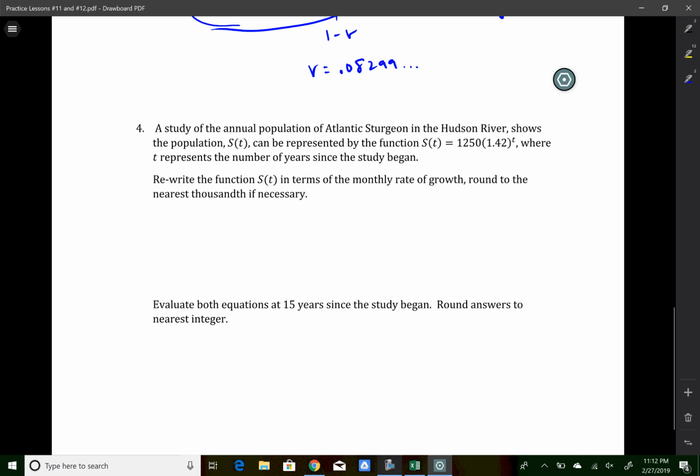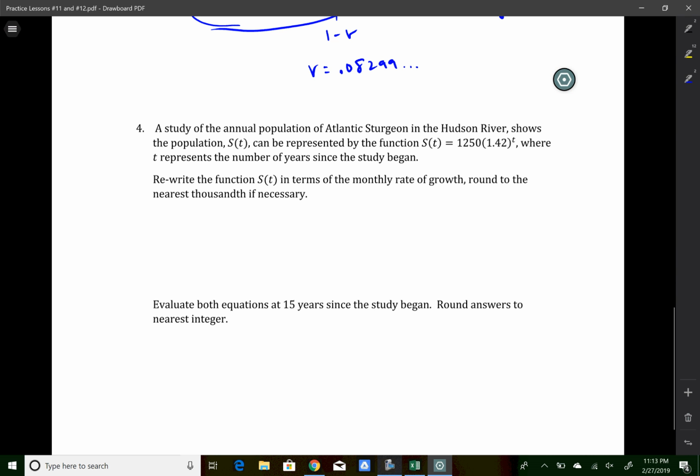So number 4 talks about the Atlantic sturgeon in the Hudson River. So we have this population S of t can be represented by this function. So we see that this type of fish is growing exponentially over the course of time. It starts at 1250, and it wants us to rewrite this in terms of the monthly growth rate. So we want to make it so that we have an exponent that still has t in it, so still has years in it, but we have the monthly growth rate instead of the yearly growth rate.